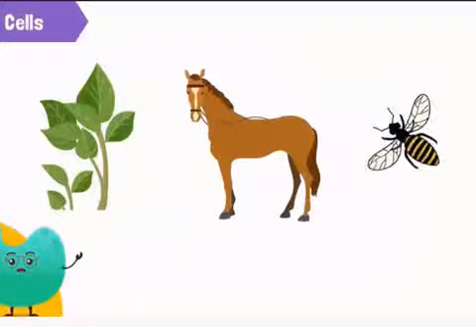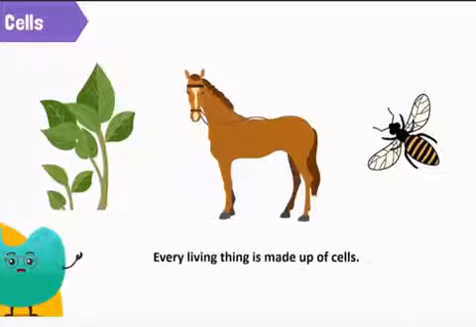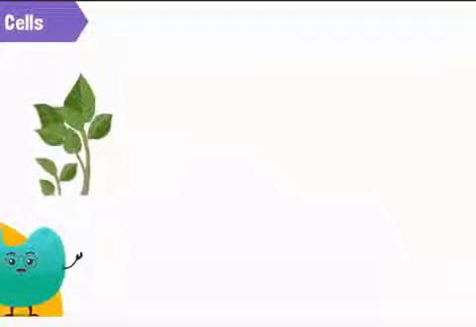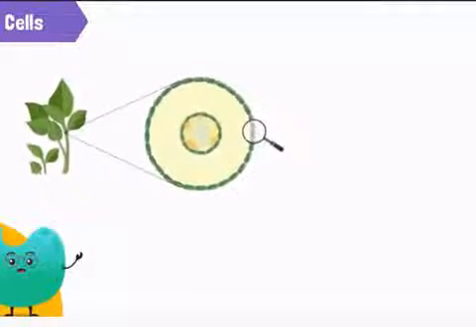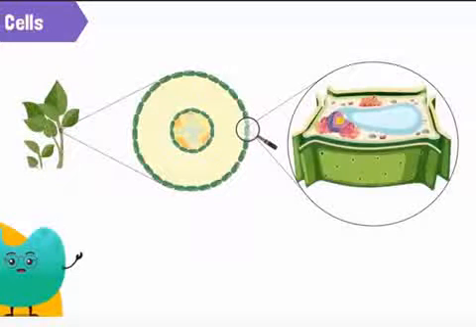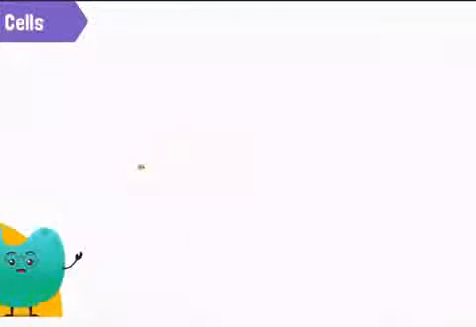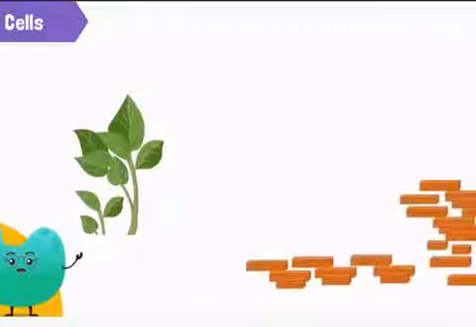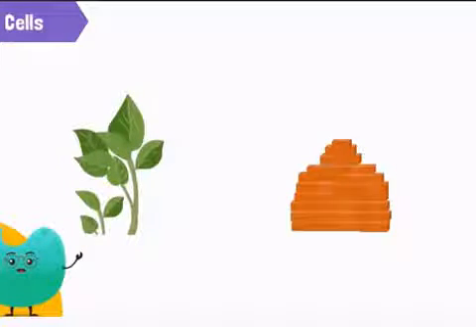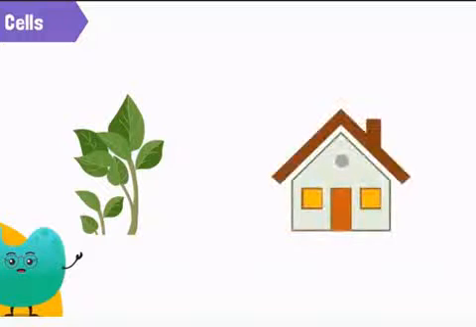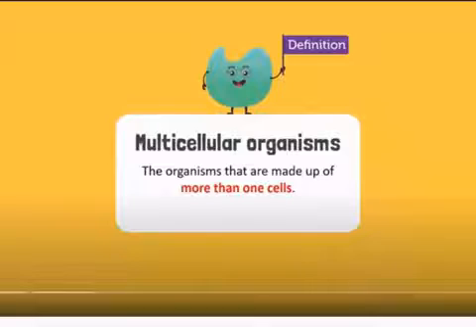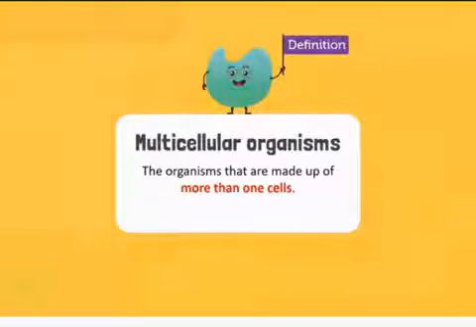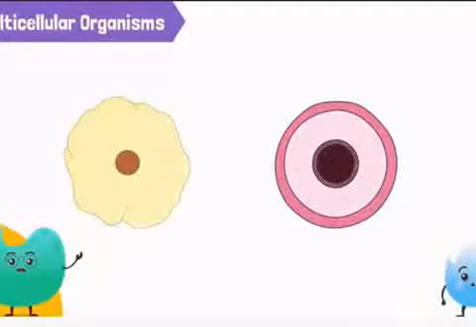Every living thing is made up of cells. Cells are so small that they cannot be seen with the naked eye, but all of them join to form the bigger organisms that we see, just like a house cannot be pictured until you see all the bricks come together. Multicellular: the organisms that are made up of more than one cell are called multicellular organisms.